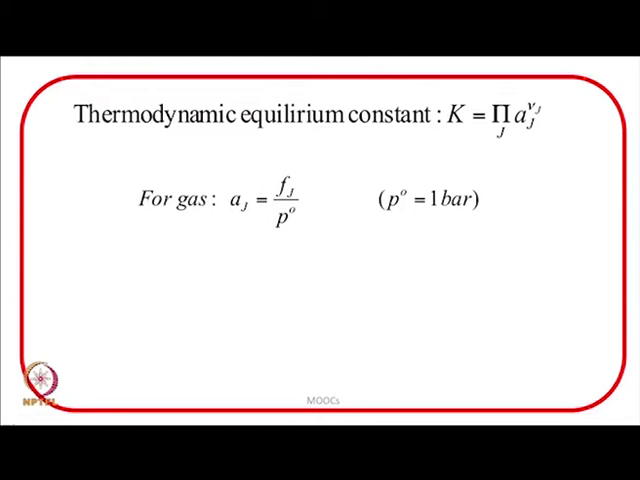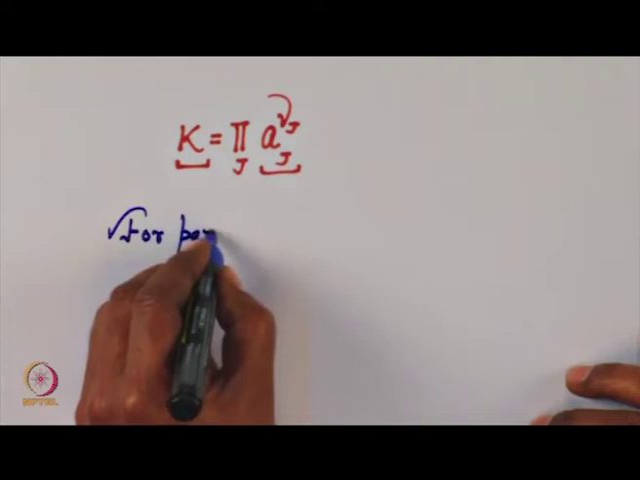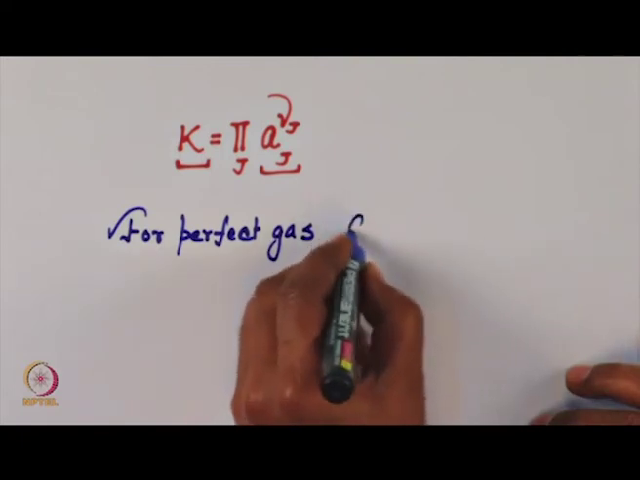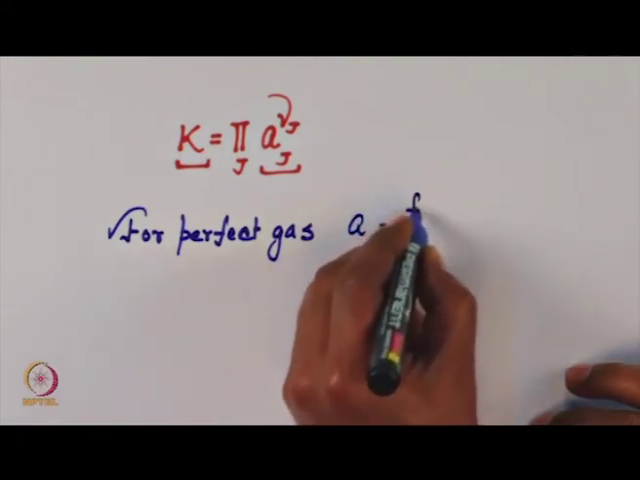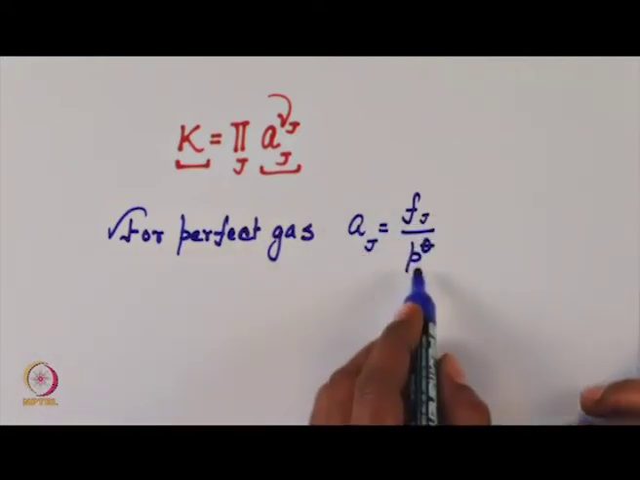And in fact, since activity does not have any unit, it is a dimensionless quantity. Thermodynamic equilibrium constant is also a dimensionless quantity. For ideal gas, we will write, as I said, activity is equal to fugacity. Fugacity has units of pressure, therefore you divide by 1 bar, P naught is equal to 1 bar.